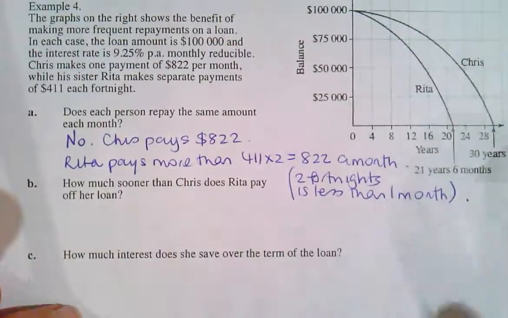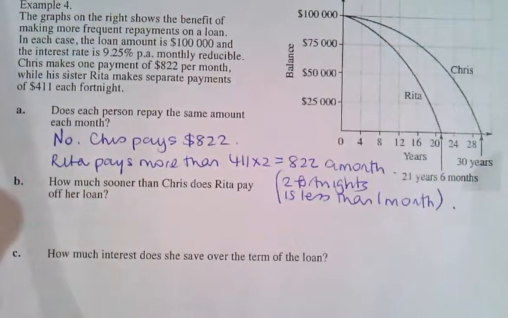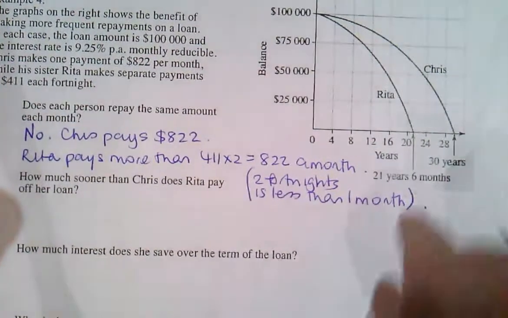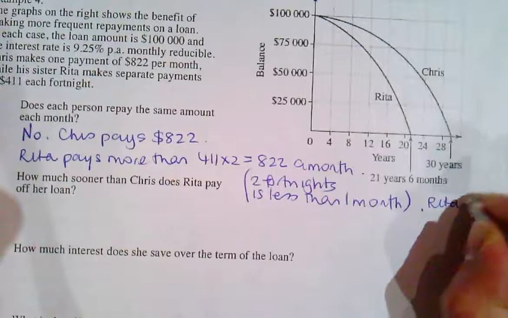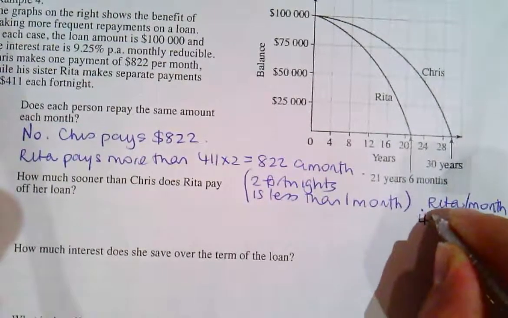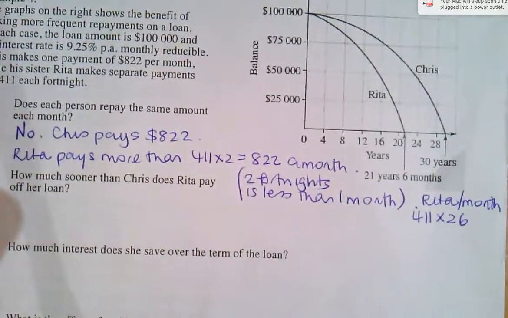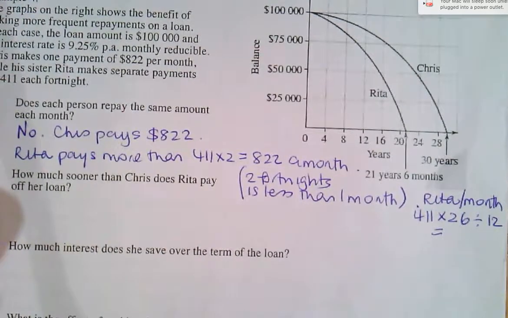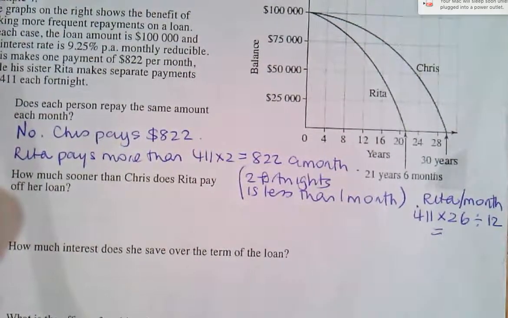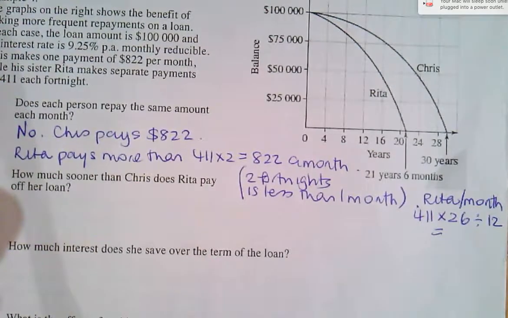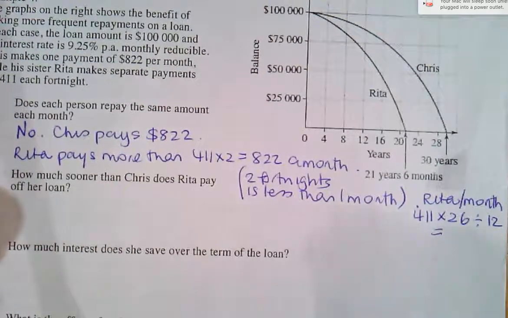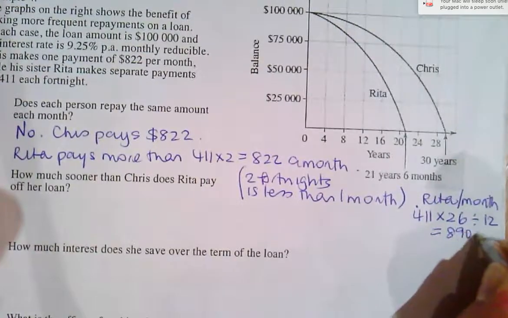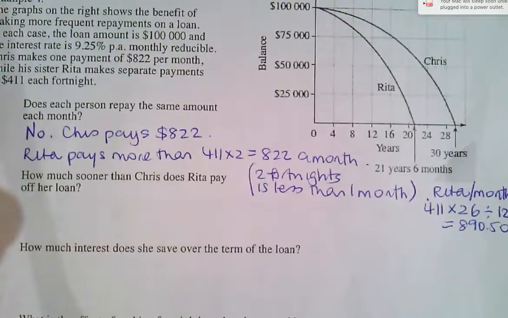Okay? I mean, if you want to work out the equivalent of what Rita pays per month, so what Rita actually pays is $411 a fortnight. You'd times that by 26 to get the yearly amount, and then you would divide it by 12. So Rita is actually paying the equivalent of $411 times 26 divided by 12. So she's actually paying $890.50 approximately a month.